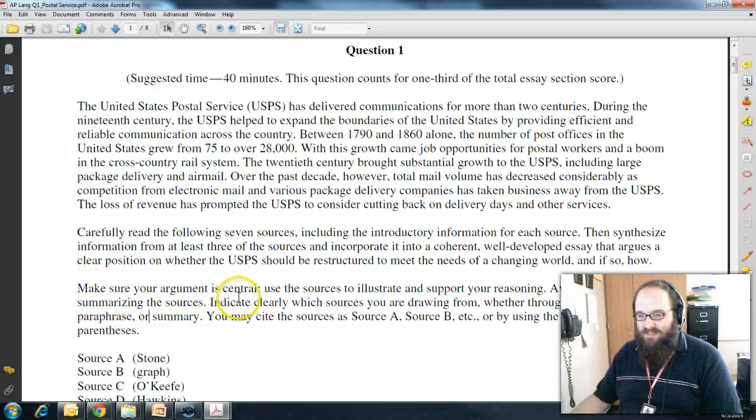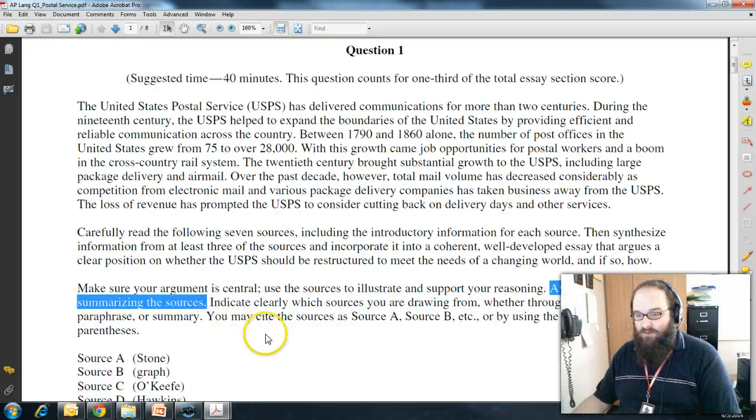Making sure your argument is central. We've talked about that in class. Avoid merely summarizing the sources. That's put there for those students who don't really ever make an argument. They just kind of give us an overview of the sources. Indicate clearly which sources you are drawing from.